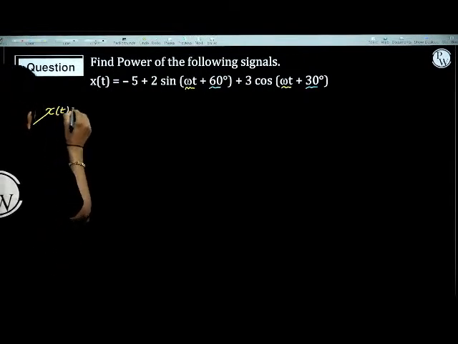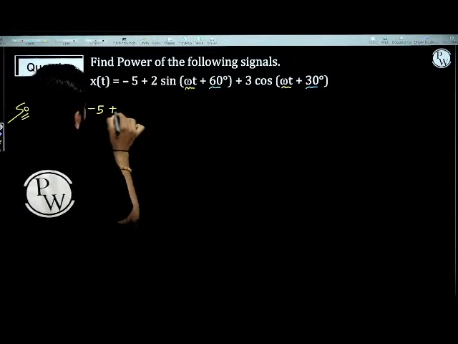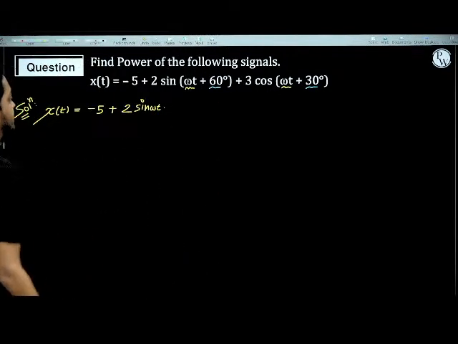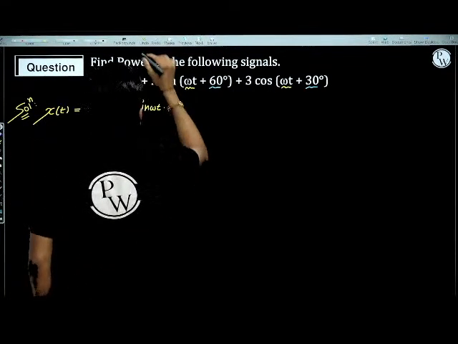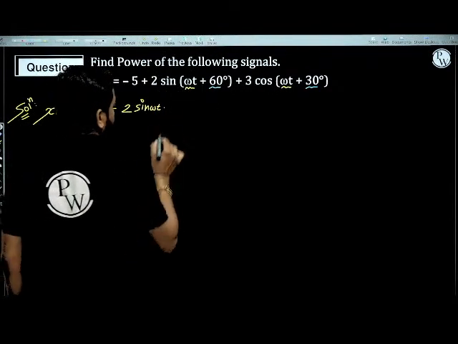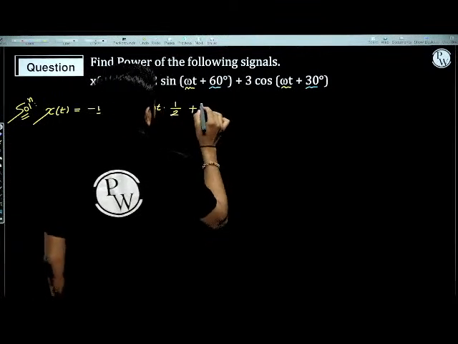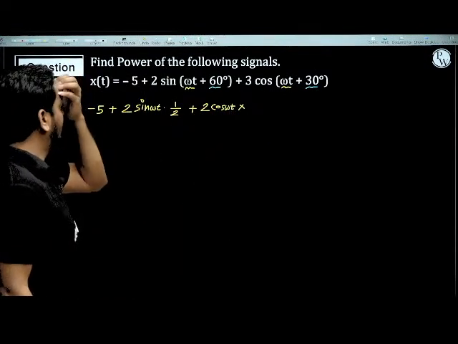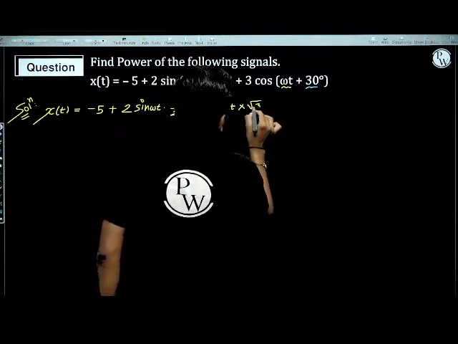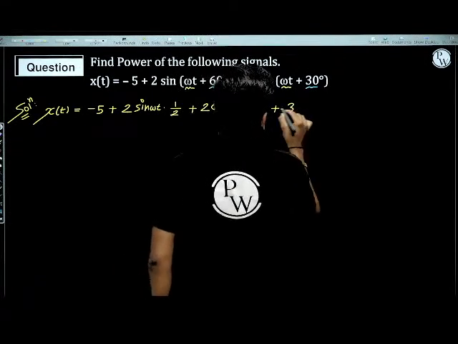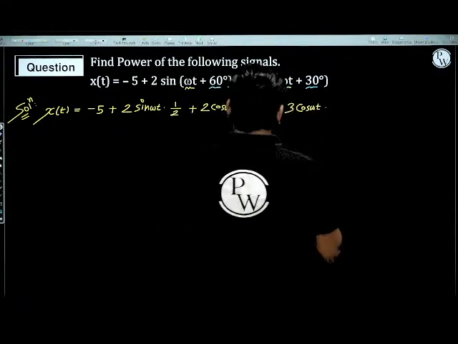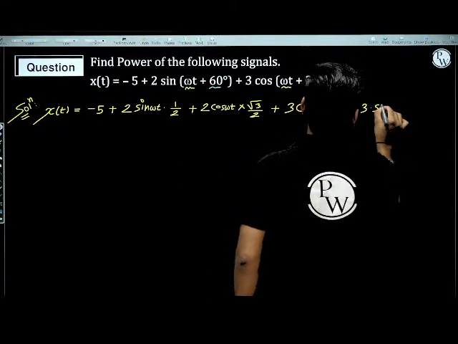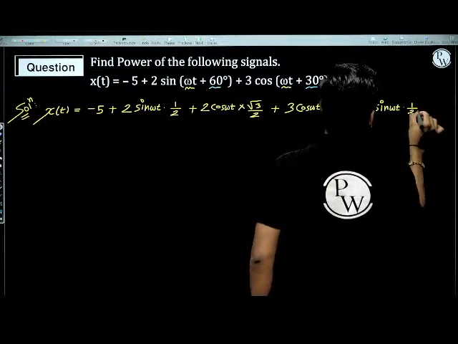x of t is equal to minus 5 plus 2 sin(omega t plus 60 degree). Expanding, sin omega t into cos 60 degree, which is 1 by 2, plus 2 cos omega t into sin 60 degree, which is root 3 by 2, plus 3 cos(omega t plus 30 degree): cos omega t into cos 30, that is root 3 by 2, minus 3 sin omega t into sin 30 degree, that is 1 by 2.